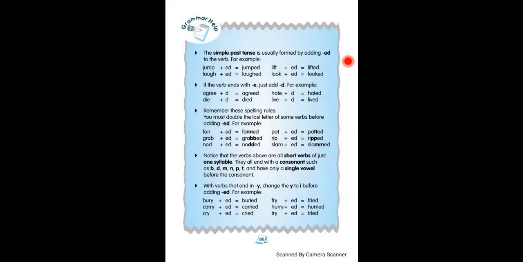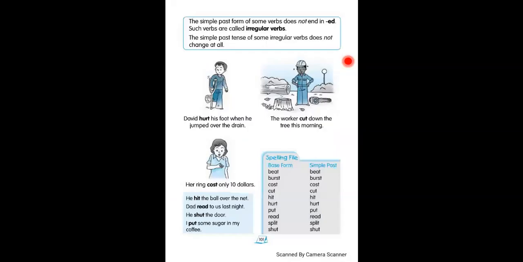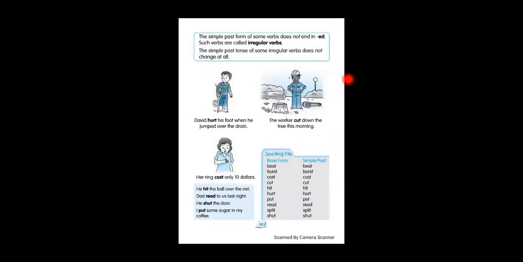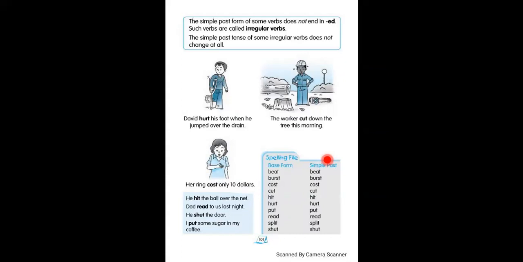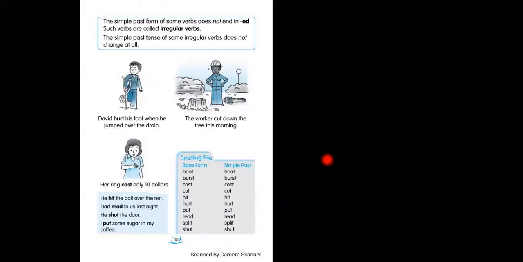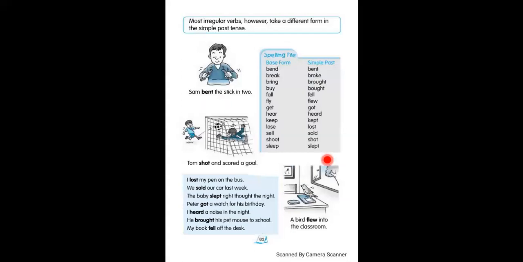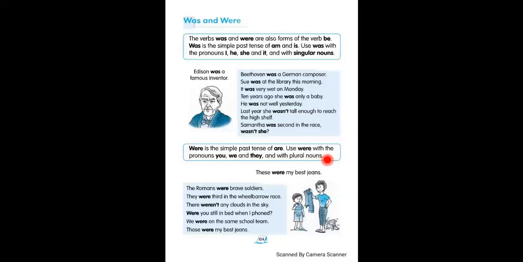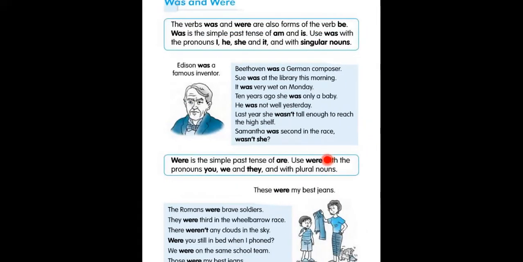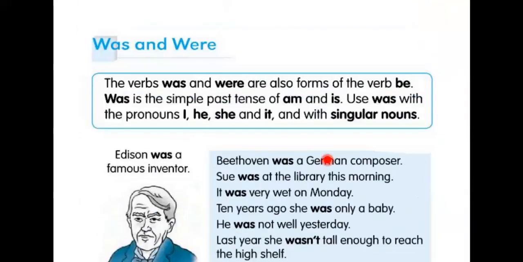And when we don't add ed to the verbs, like hurt, hear, shut, read, put, cut, burst, they are known as irregular verbs. So we use regular and irregular verbs in simple past tense. Now coming to the next: was and were. Yes, we are going to start now.